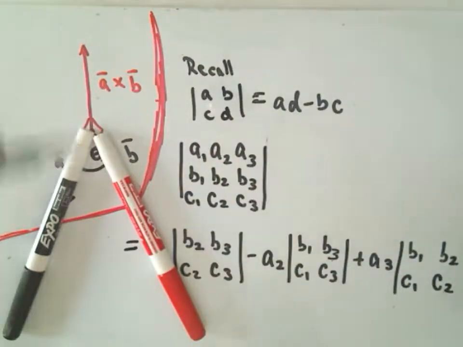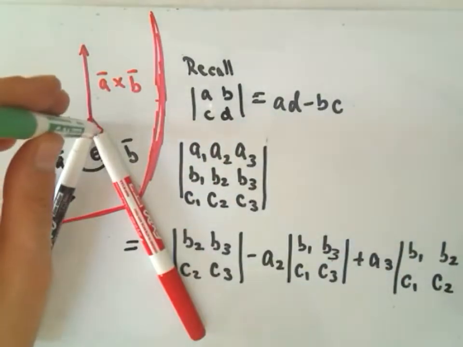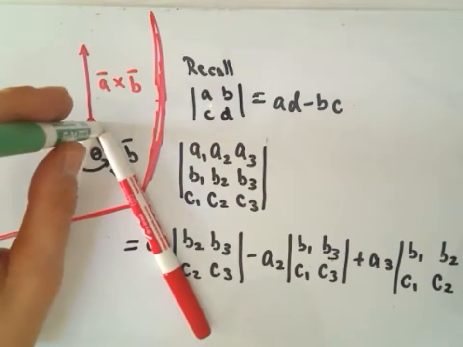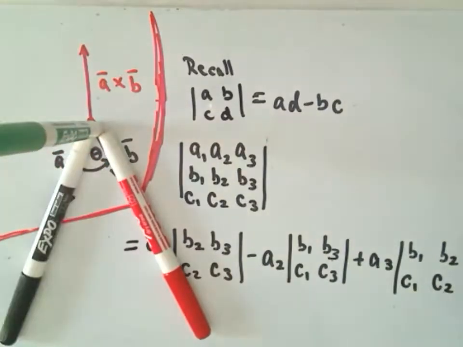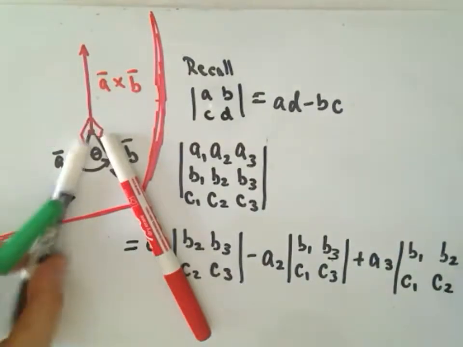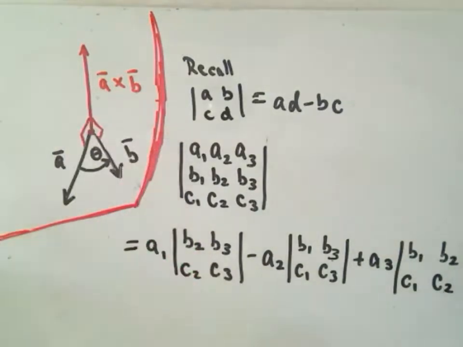So if vector A and B were in the plane, then the cross product A cross B would be sticking straight up out of the plane. So this new vector would be perpendicular to both the black vector and the red vector. It's orthogonal to both vectors. The cross product is orthogonal to both of the original vectors. So that's something important to keep in mind.